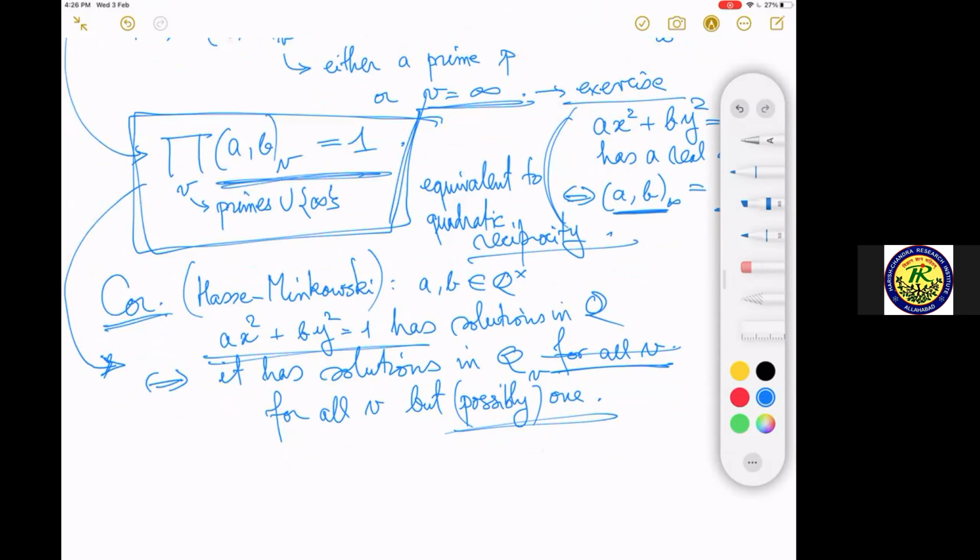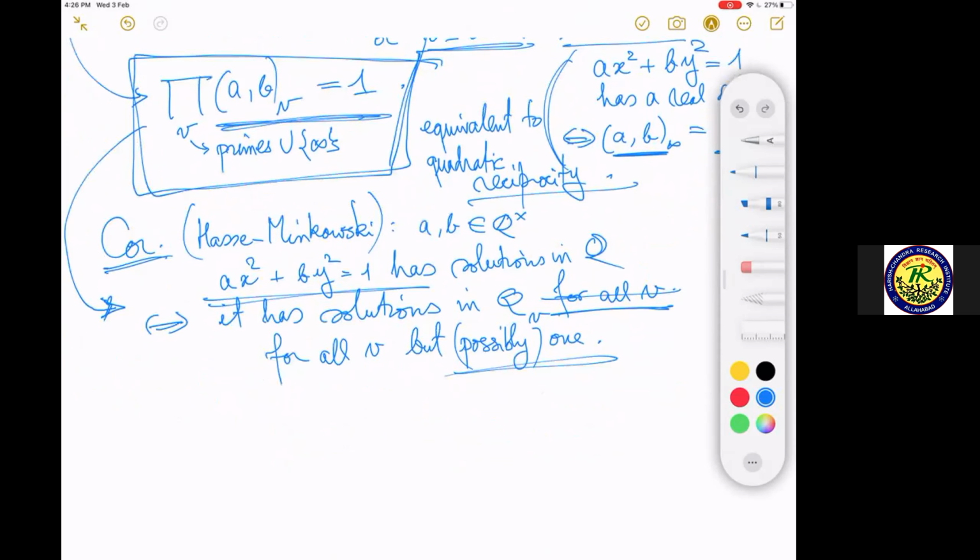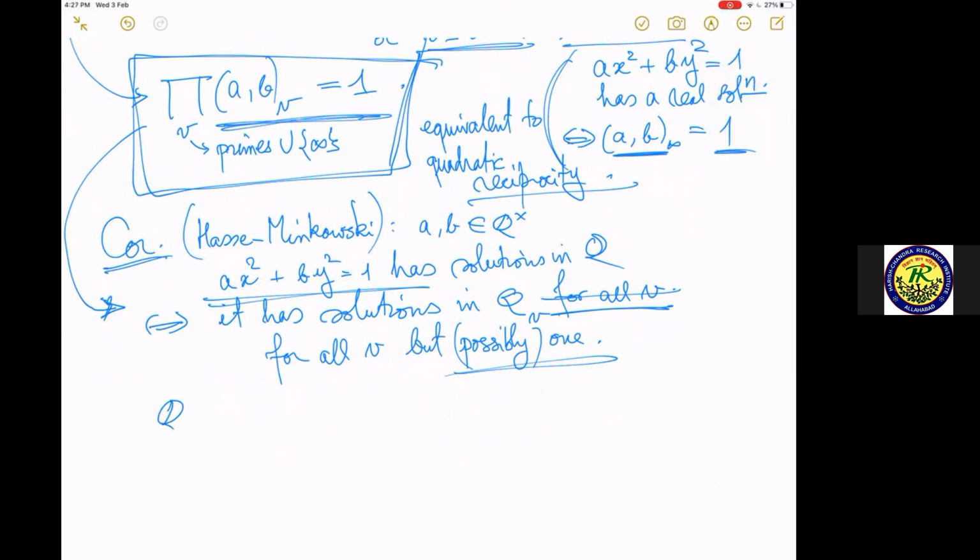Okay? So you see, it's a very interesting thing. So for example, here is another way of saying it.